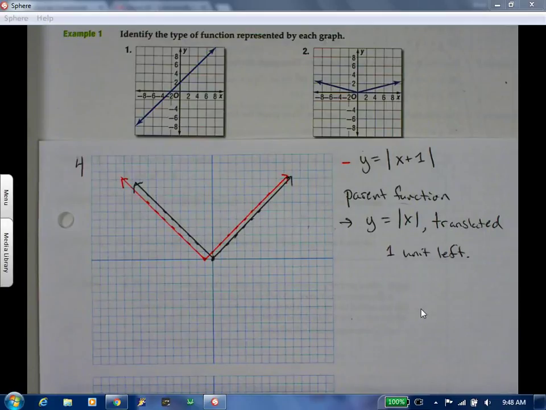Once you have that done, go ahead and get your calculator out, and I'll show you how you can graph these on the calculator. Sometimes they could be trickier than this one.